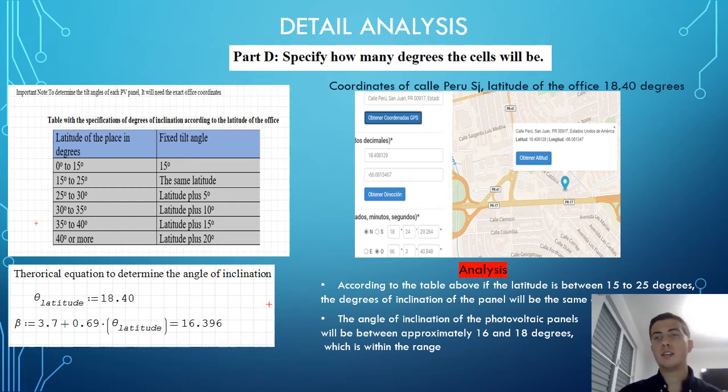We have the coordinates of the office, that is Calle Peru. The latitude of the office is 18.14 degrees. In the analysis, according to the table above, if the latitude is between 15 and 25 degrees, the inclination of the panel will be the same as the latitude, and the angle of inclination of the photovoltaic panels will be between approximately 16 and 18 degrees, which is within the margin.